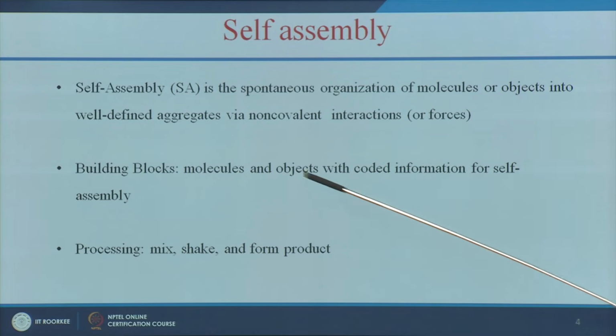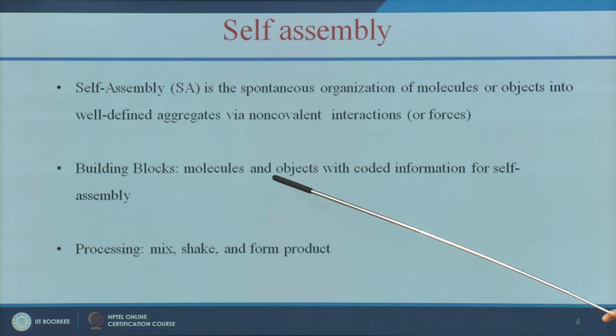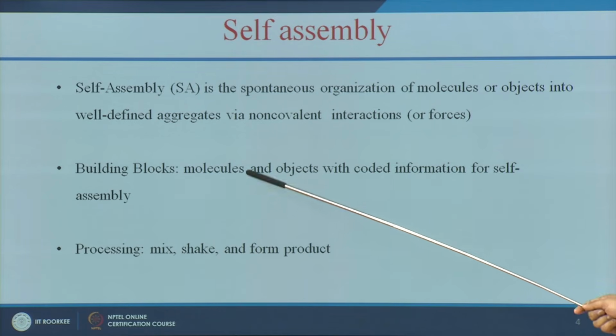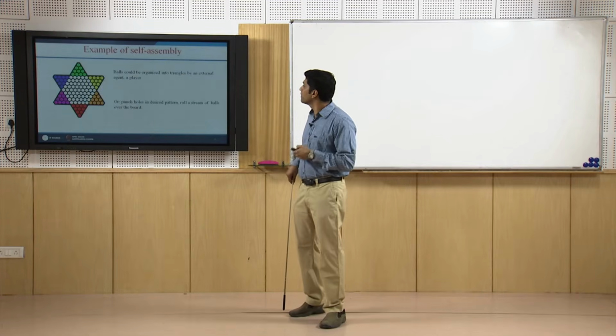For example, if you are using a DNA molecule, it has the coded information. So the DNA has A, it can form a bond with T, and G forms a bond with C. So that means the molecule is already having the coded information. So when you put it in a solution, the DNA easily forms bonds. Let us see a simple example to understand what is self assembly.